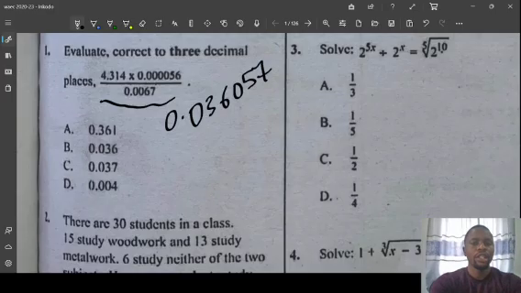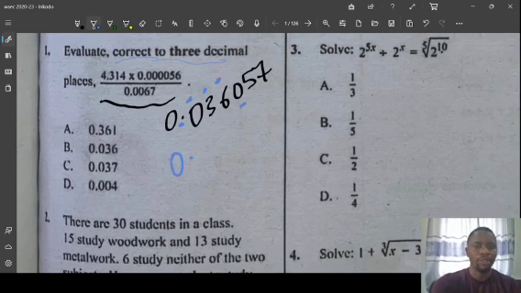0.036057, and the question says we should evaluate it to 3 decimal places. So what does that mean? It simply means count 3 digits after the decimal point. So let's go 1, 2, and 3. We only need these 3 digits. So what's going to be the answer? Since the fourth digit is 0, it's not up to 5, that means our answer to 3 decimal places will be 0.036, which is option B.